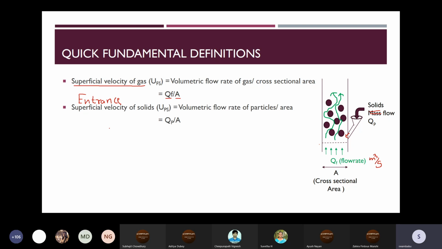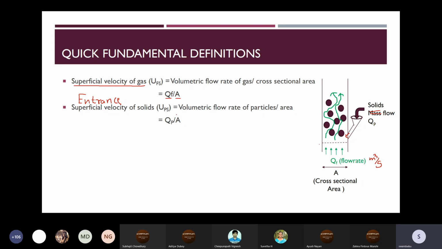Finally, we have the superficial velocity of the solids. That is the velocity attained by the solids, assuming that the whole column is occupied by only solids. This is figurative. We will never have exactly this phenomenon. Let's say in a vertical pipe you are pouring the solids from the top; then you can typically attain this. But from bottom to up, you will never attain it. As a figurative expression, the superficial velocity of the solids is the volumetric flow rate of the particles by area.